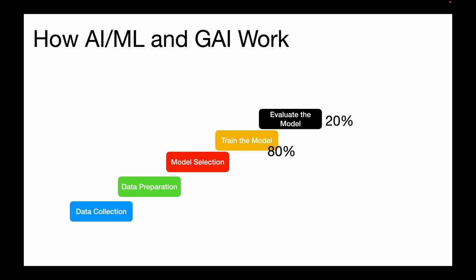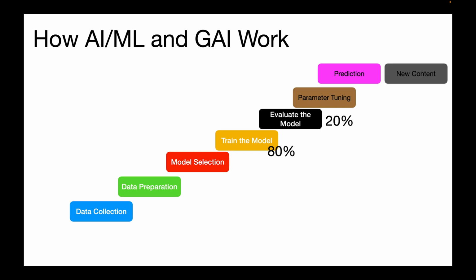We test the trained model with the 20% data set to ensure that it is making the right decisions or predictions. We can further tune this model for accuracy, and once it is ready, we'll push it to production where it will start making the predictions or decisions. This is where generative AI differs from traditional ML. The last step, instead of making predictions, generative AI models will generate new content. The rest of the training process remains very similar.